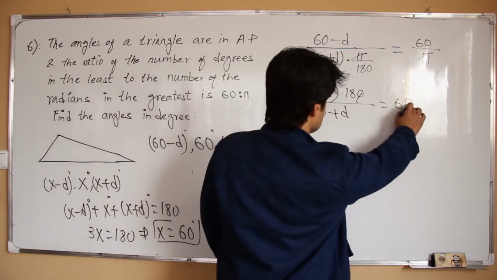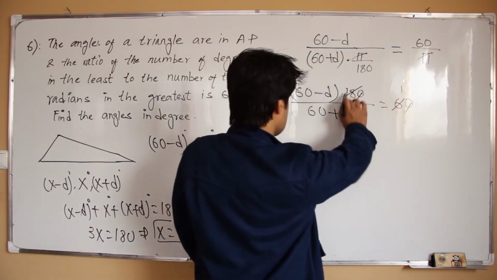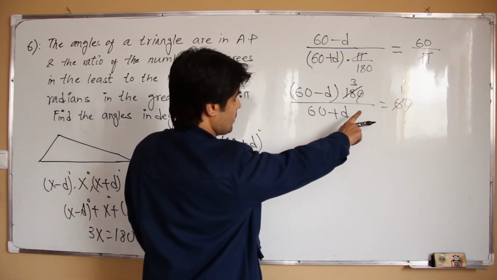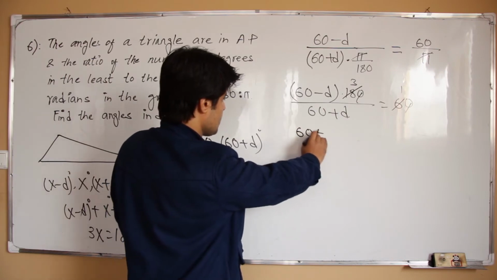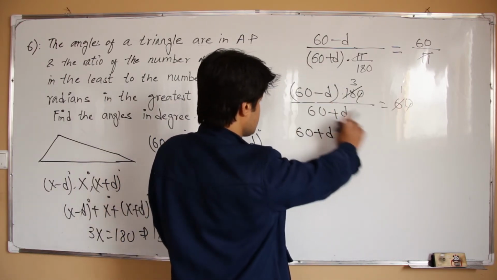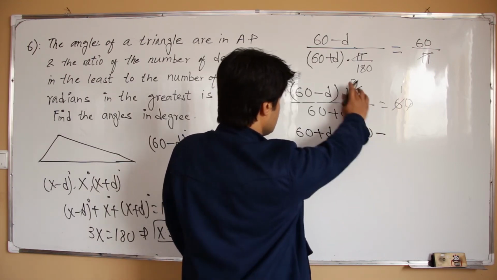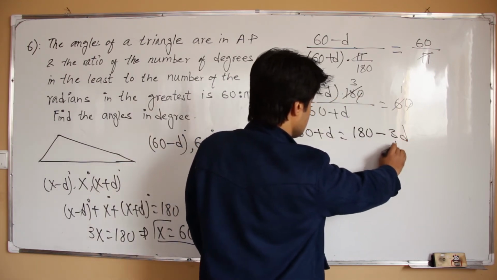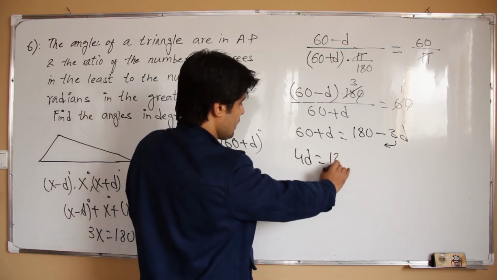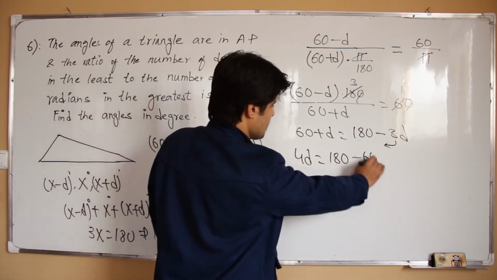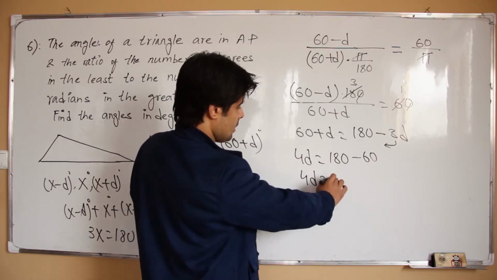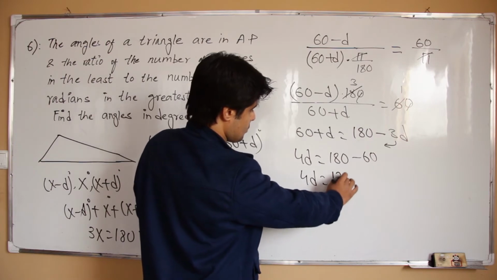So this 0 with this 0 is cancelled. 1 times 6, it's 3. And you will have one cross multiplication, 60 plus d. Denominator is 1. 1 times this one, 3 times 60, it's 180. 3 times d, it's 3d. Put 3d to the left side, you will have 4d. And 180 minus 60. 4d, 180 minus 60, it is, I think, 120.